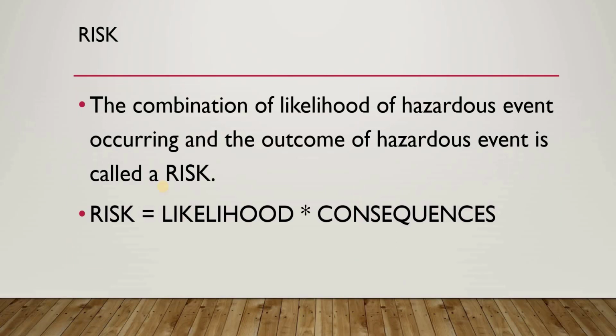Now, after understanding the likelihood of the hazardous event and the consequences of the hazardous event, we can calculate and understand what risk is. The combination of the likelihood of a hazardous event occurring and the outcome of the hazardous event is called a risk. When we combine the likelihood of the hazardous event and the consequences of the hazardous event, it is basically called risk in the workforce environment. So the combination of the likelihood of a hazardous event and the consequences of that hazardous event is called a risk.